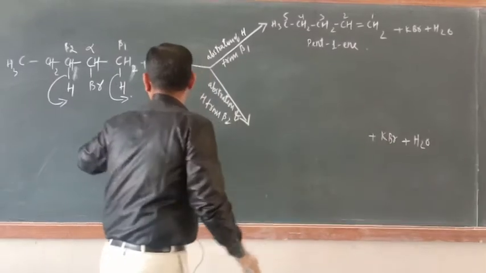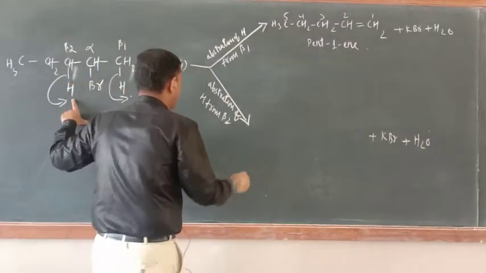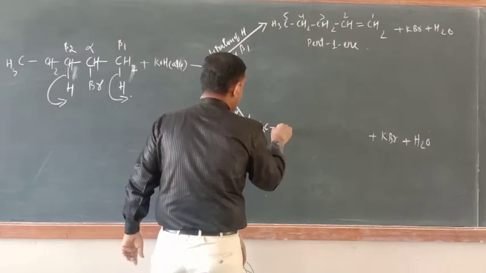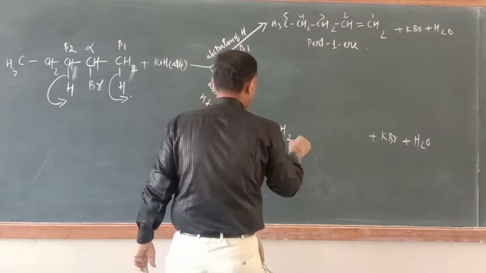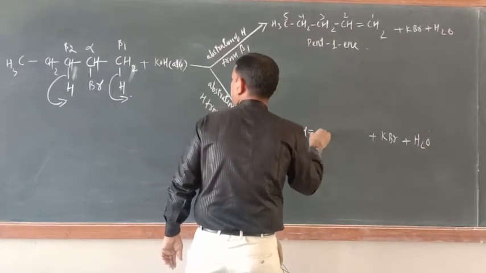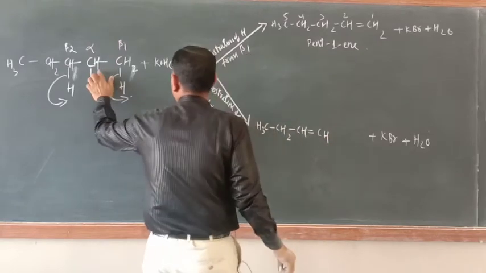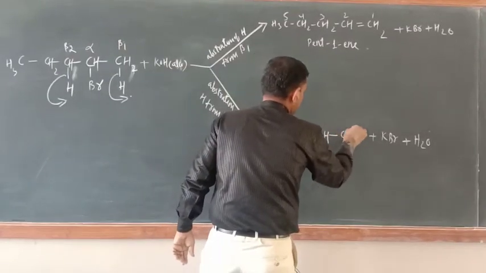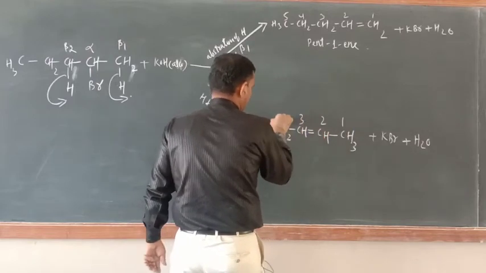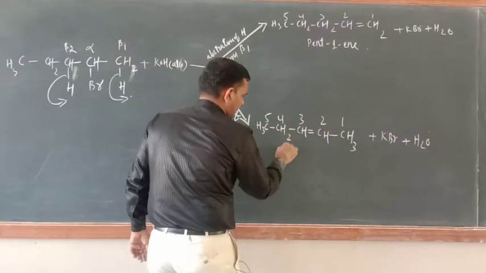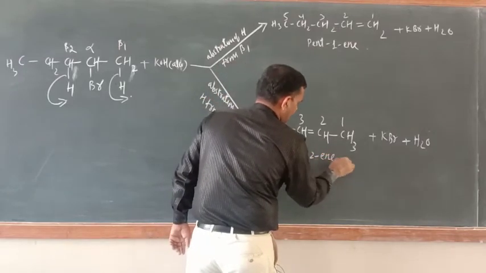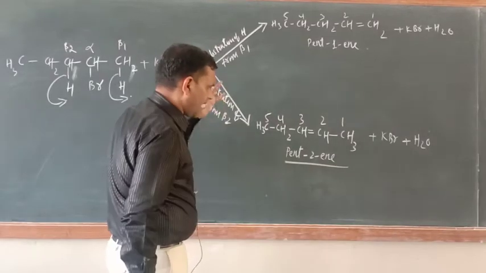Okay, now eliminate from this one. So what is the product here? CH3, here what is there? CH2, here what is there? CH, here what is there? Double bond CH, and here what is there? CH3. So now here what is there? 1 2 3 4 5. What is the name of this one? Pent-2-ene. Okay. Now just try to understand.